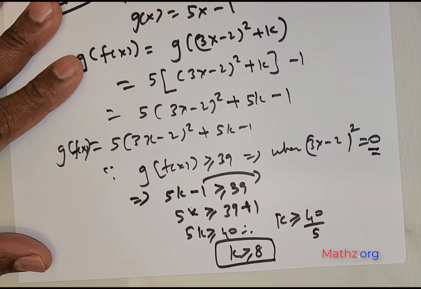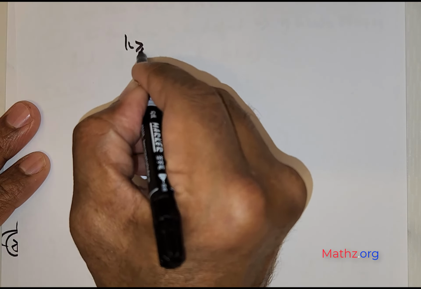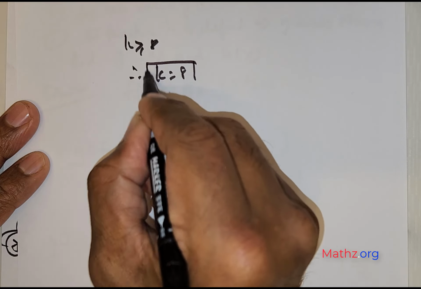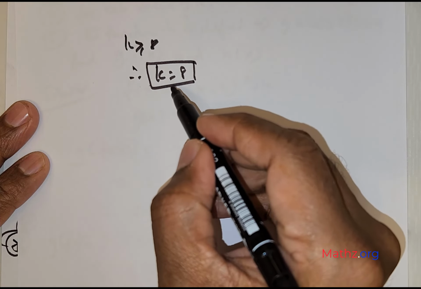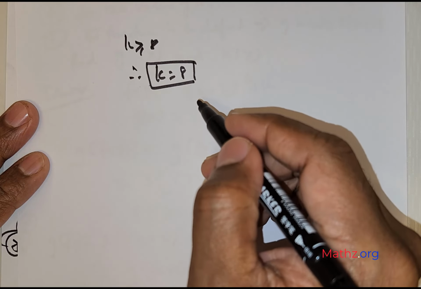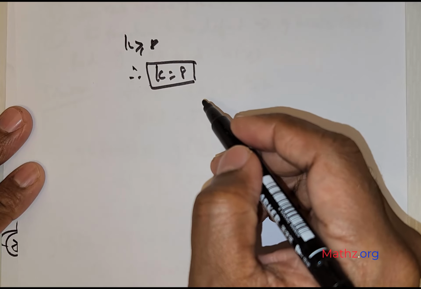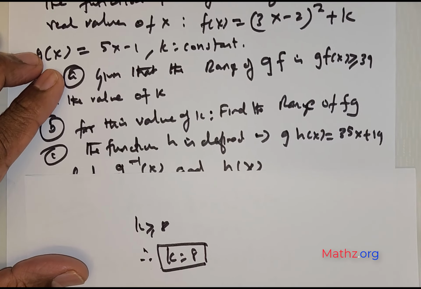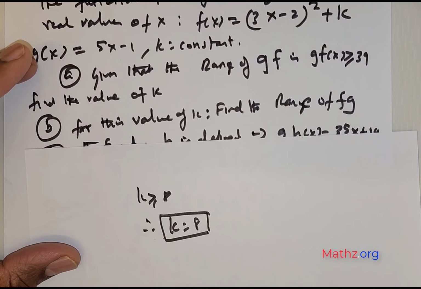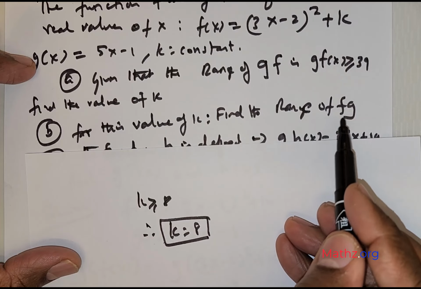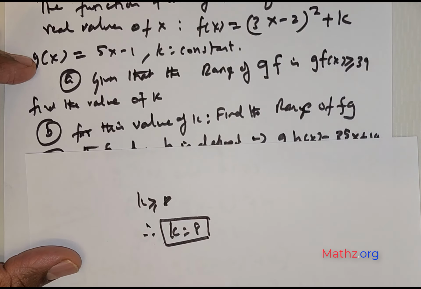So let's move on to the next one. Since k is greater than or equal to 8, therefore the value of k is going to be equal to 8. So this will be the smallest possible value that k can take. Now the next part of the question, let me show you the next part. It is actually requiring us to find the range of fg.